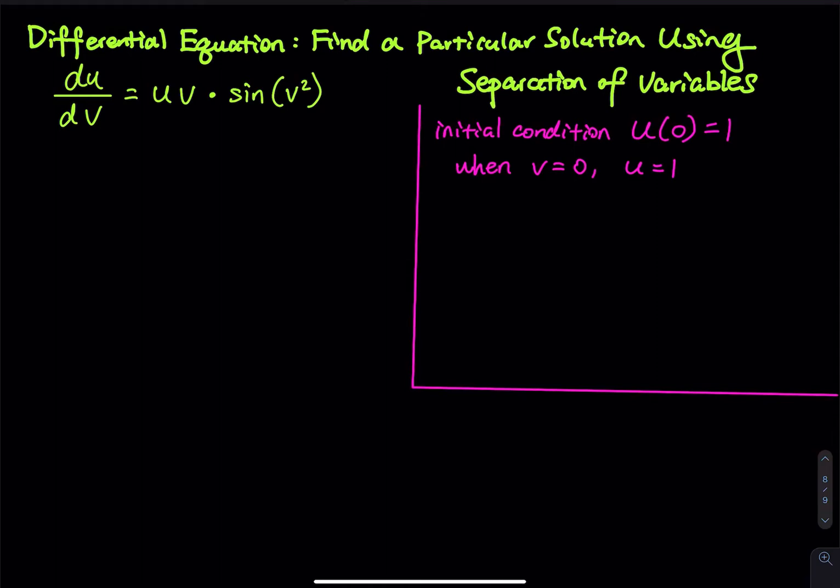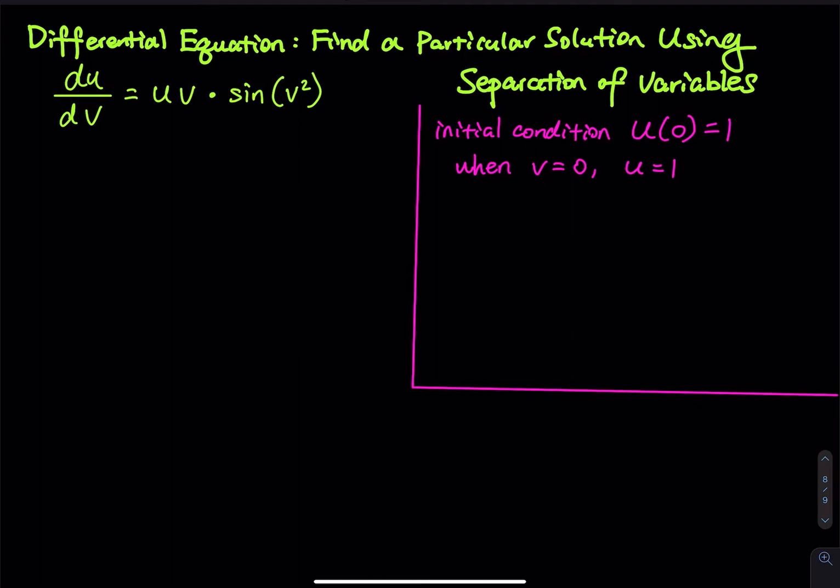I have a differential equation du/dv equals uv times sine of v squared. I would like to find a general solution first and then plug in the initial condition to the general solution to find the particular solution. du over dv means we are looking for the derivative of u with respect to v.